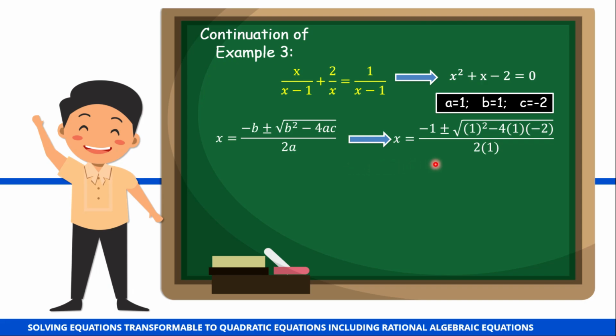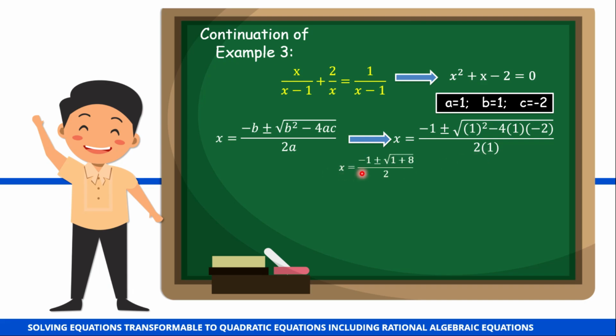Using substitution, magkakaroon tayo ng negative 1 kasi we have the value of B which is 1. Positive, negative, square root of B squared, ang B natin ay 1, so magkakaroon tayo ng 1 squared, minus 4A, ang A natin ay 1, at ang C natin ay negative 2. All over 2A, so ang A natin, again, that is 1.